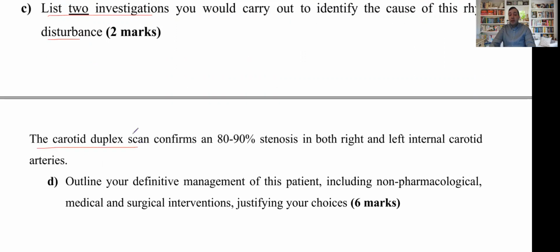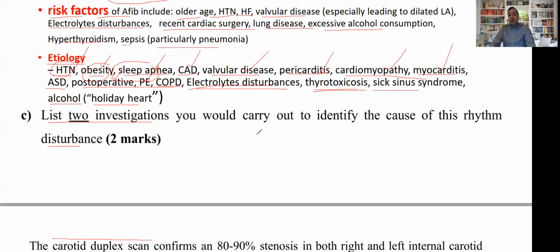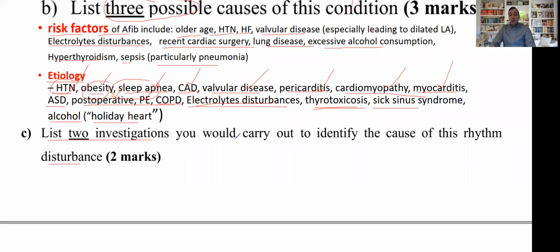So what are the two investigations you would like to carry out to identify the causes? So what's the other investigation? In terms of thyroid causes, I would like to do a thyroid function test, including free T4 and TSH, thyroid stimulating hormone level. This is one of the things I'd like to have.